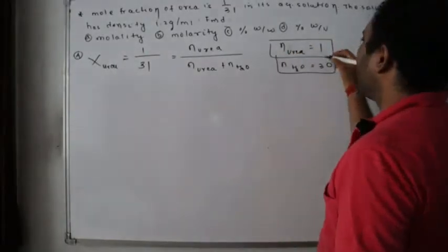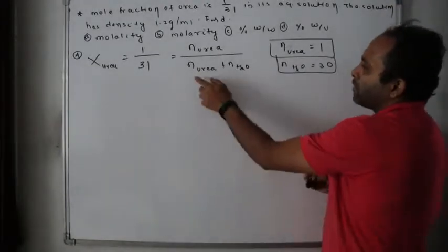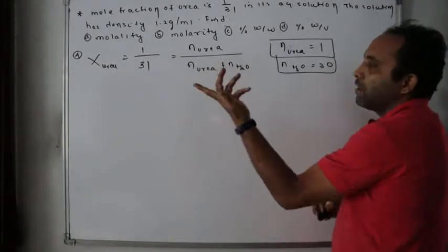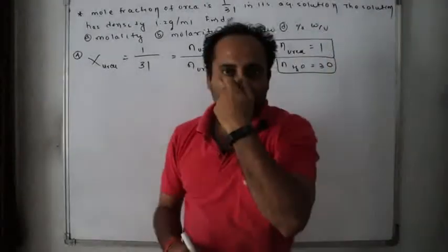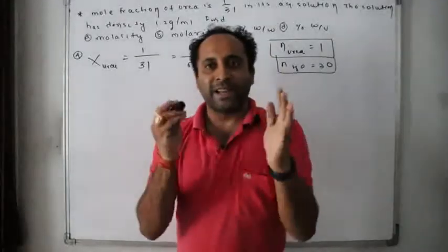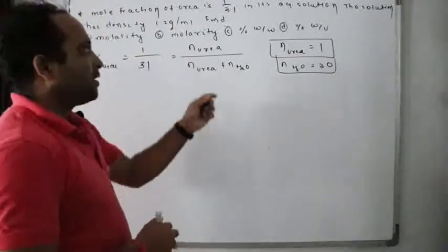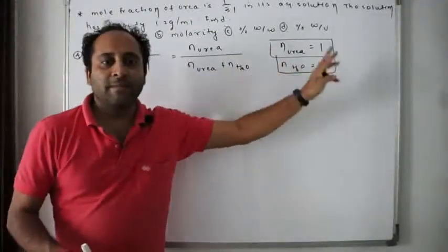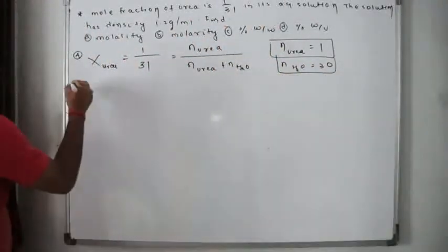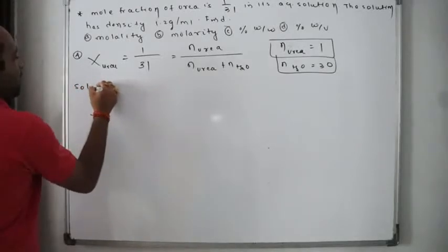You might ask me a cross question, sir, why don't you assume number of moles of water to be 1 and urea to be 30? No issues, the answer will come the same. Please check it out. Cross verify and tell me, okay? Now, what will happen? This is 1 and this is 30. Now, let us go for the same analysis I did in the previous way.